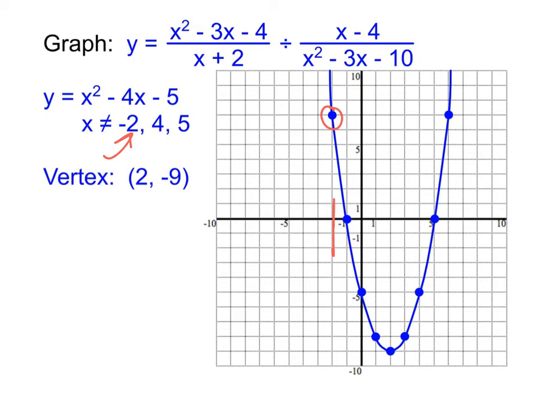I'm going to go where x is 4. And I'm going to find wherever the graph is there, and I'm going to replace that point with an open circle. And then I'm going to go to where x is 5, find out where that hits the graph, and replace that also with an open circle. So this is actually what our graph looks like. We have a parabola, but we have open circles at the points of each of those restrictions.